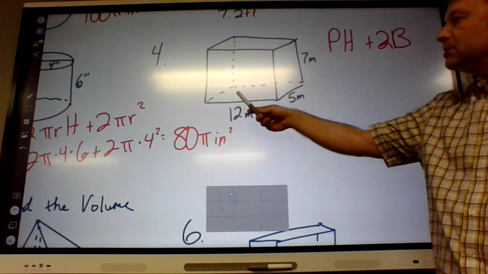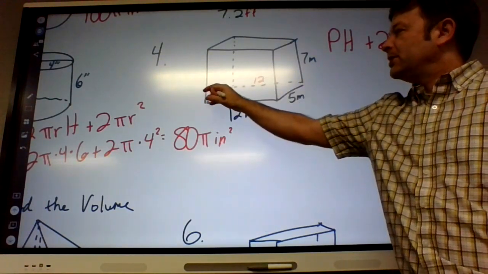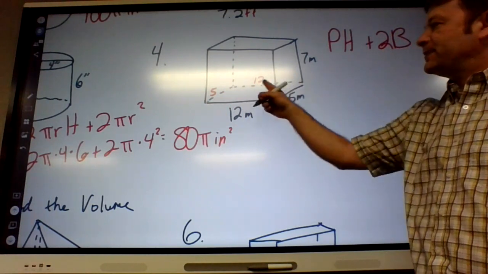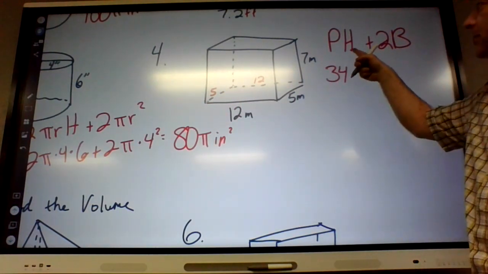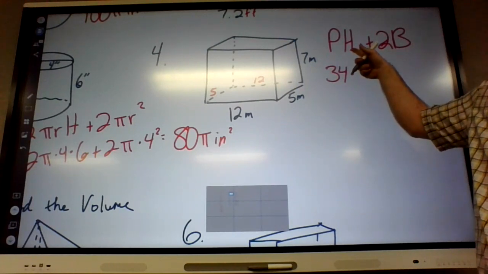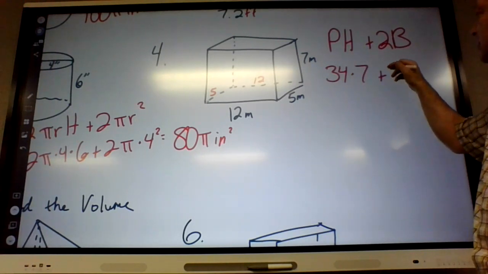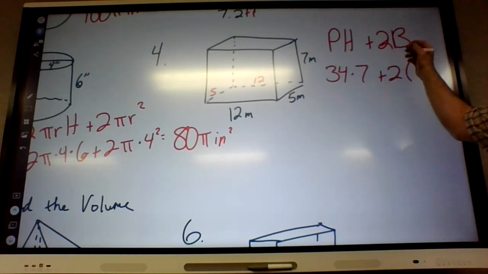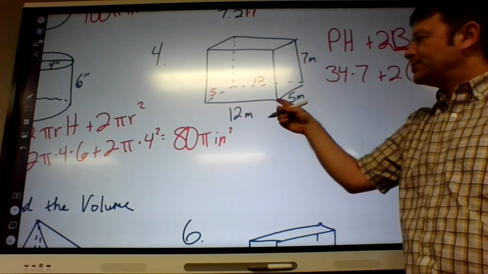Right. The base is a rectangle. Therefore, the perimeter is 12 plus 12 plus 5 plus 5, which is 34. The capital H is what? 7, the height. Okay, plus 2 base areas. How do we find that? The base area, if it's a rectangle, is going to be 12 times 5.